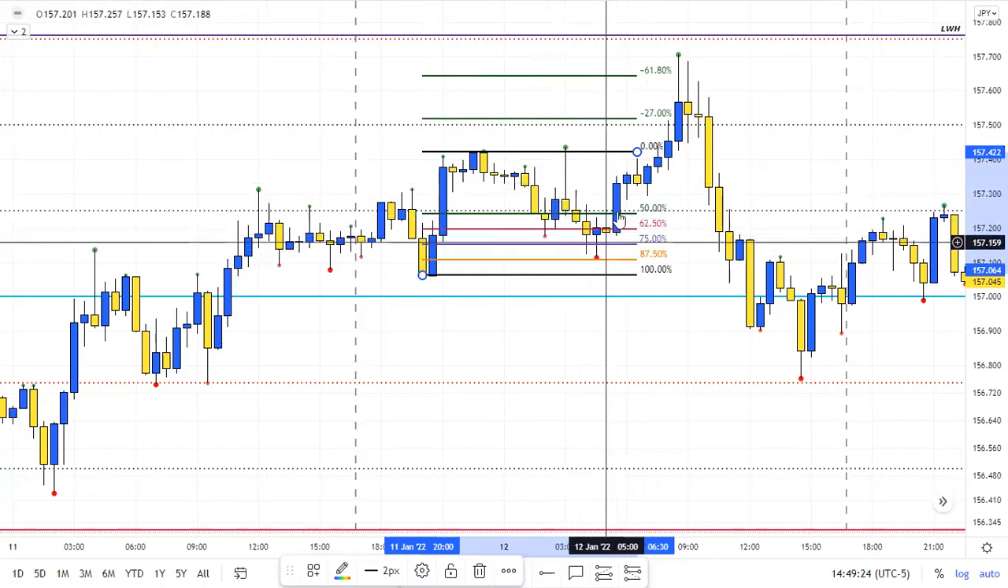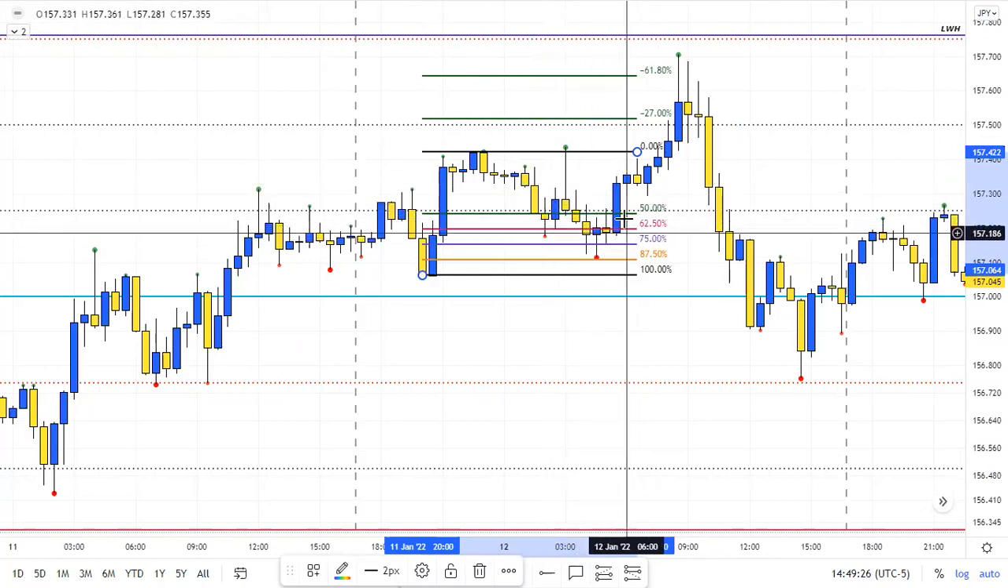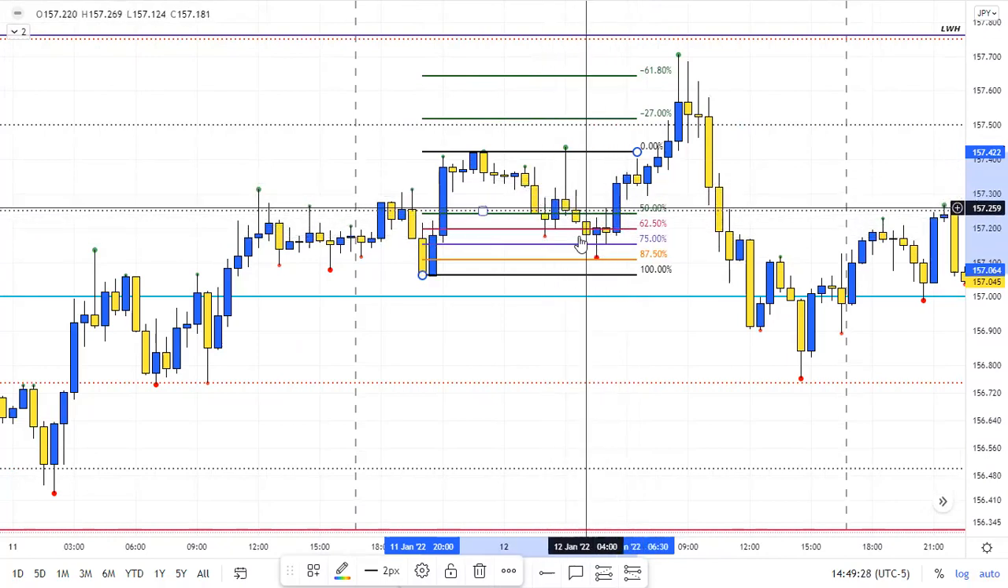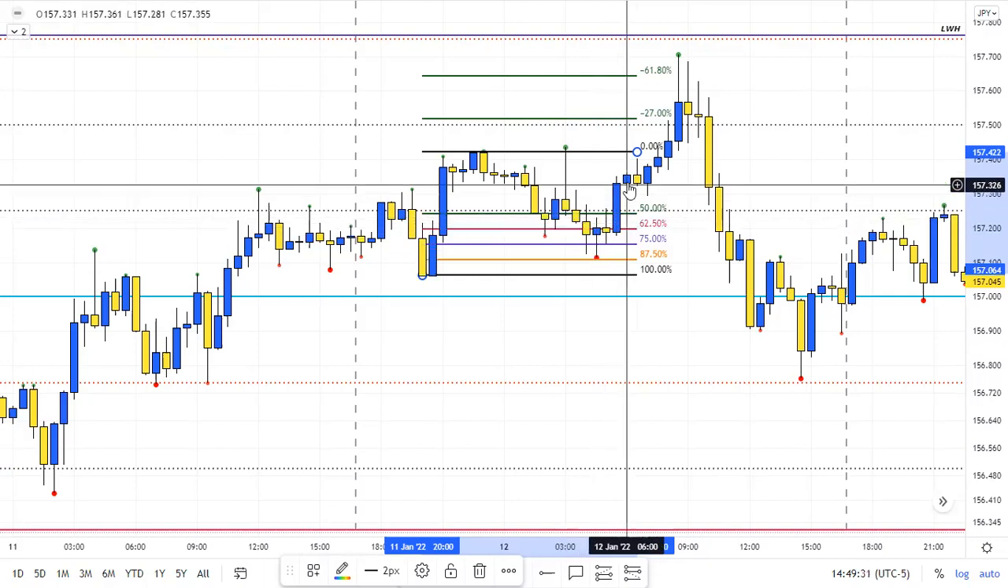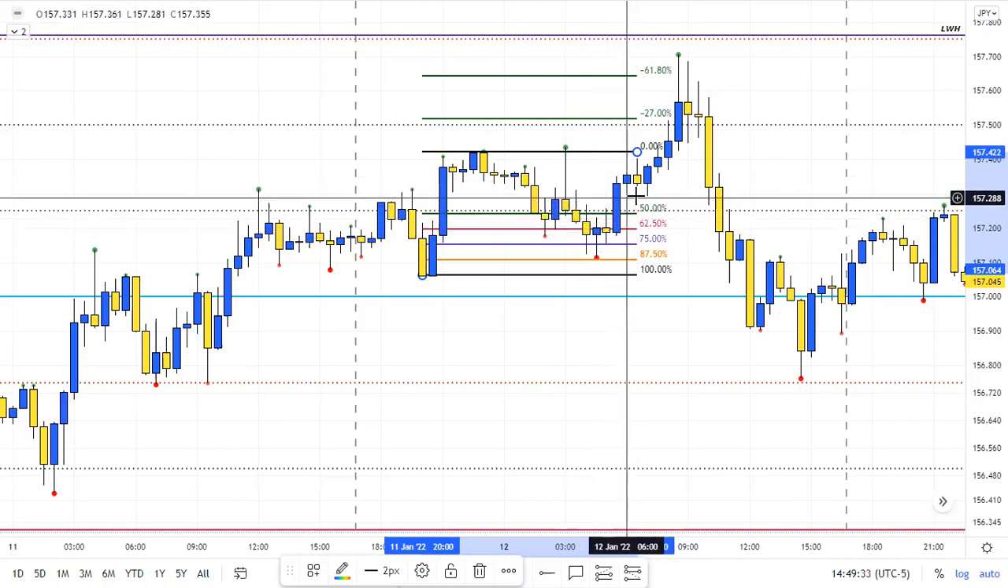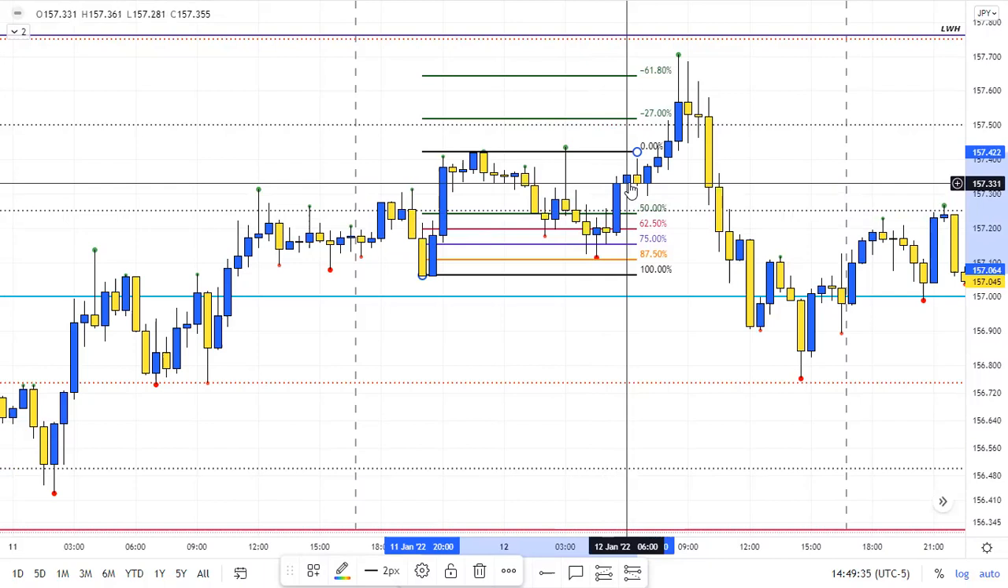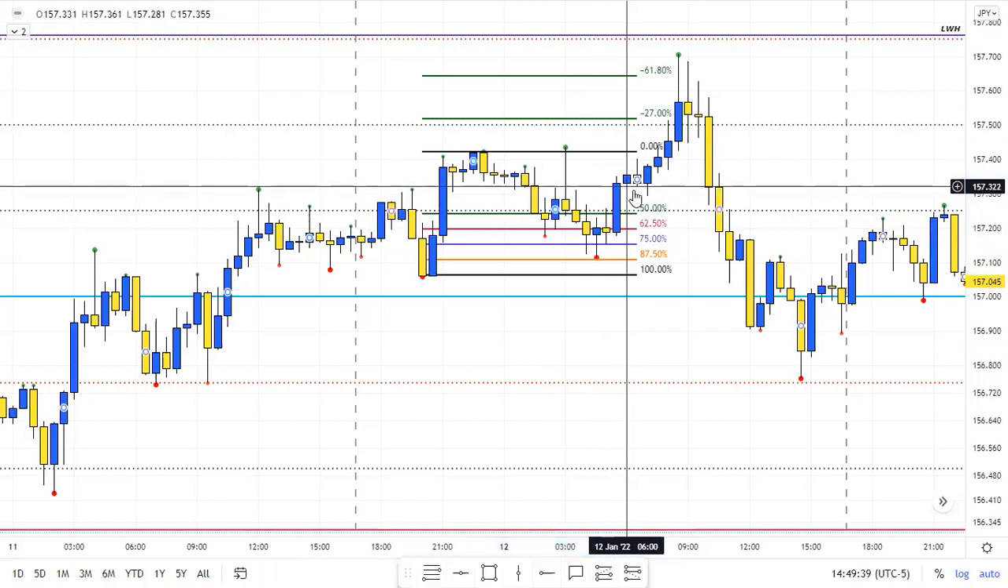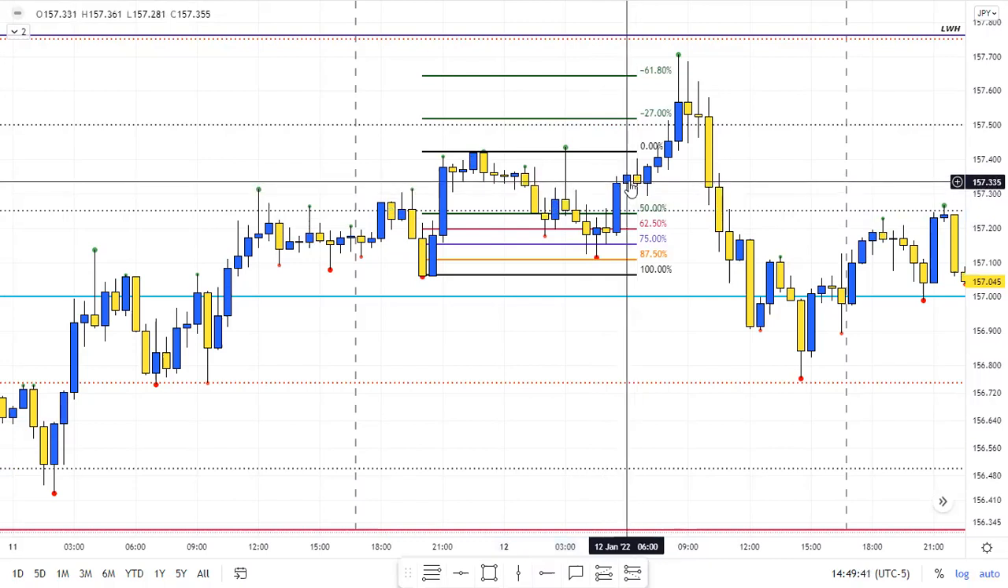I just know for me, once price gave me this retest, I need an engulfing candle or tweezer top, tweezer bottom, something else to give me confirmation to let me enter into the trade. So this would have been an entry here. This would have been an entry right here on this candlestick.